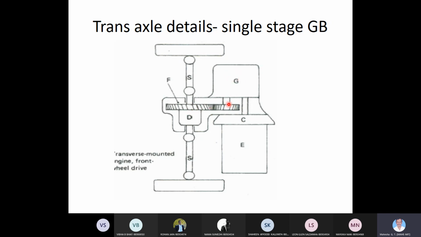This is constant. So the overall gear ratio, you have already defined about OAGR earlier. Did you come across this or not? OAGR.